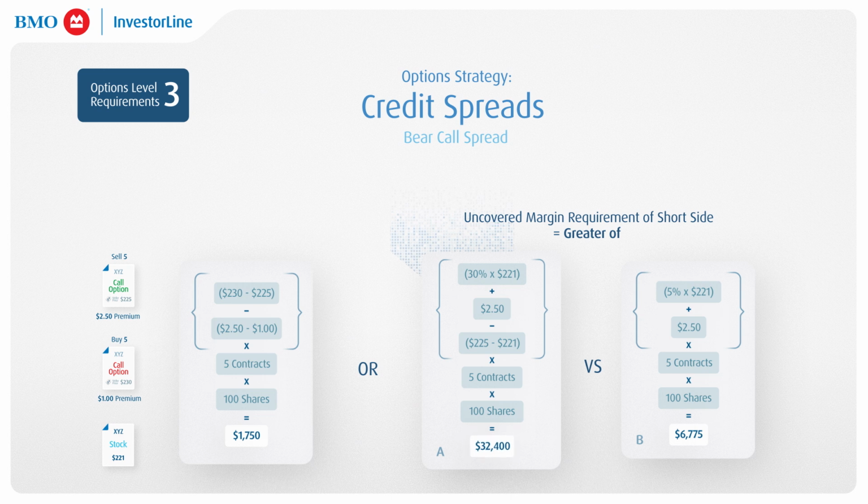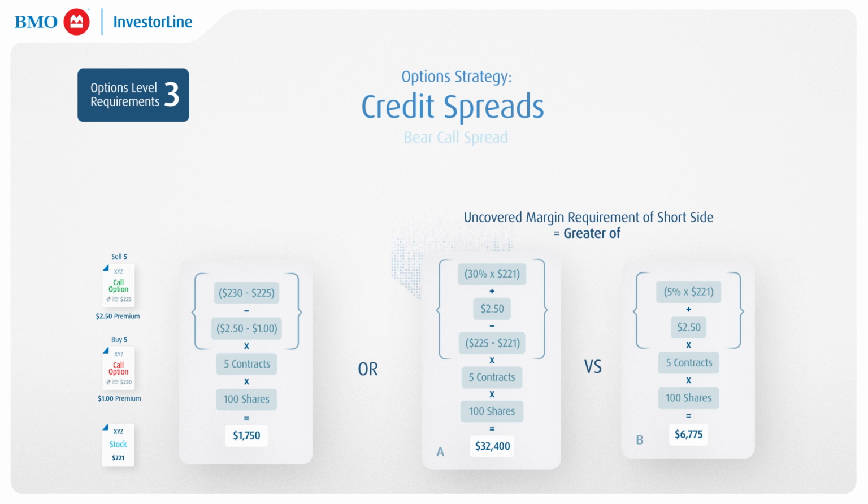$32,400. Compared to B, 5% times the underlying of $221 plus the premium of $2.50 times 5 contracts times 100 shares, which equals $6,775. And the margin requirement for the total position would be the lesser of $1,750 or $32,400, which would be $1,750.